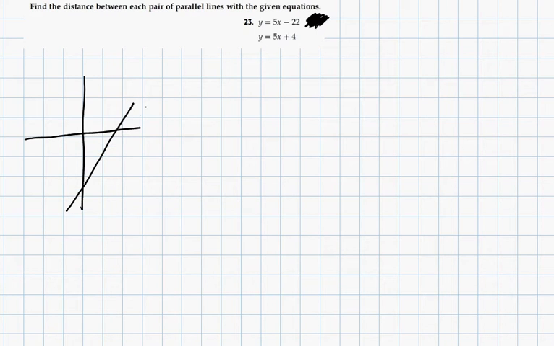This is y equals 5x minus 22. Remember, I know it looks like this because it has a slope of 5 and it crosses through the point (0, -22). Then I also have y equals 5x plus 4. It does the same thing. It's parallel. Remember, I know it's parallel because it has the same slope. And it crosses through the point (0, 4). And I'm looking for the distance between those. Let me label this. This is y equals 5x plus 4.